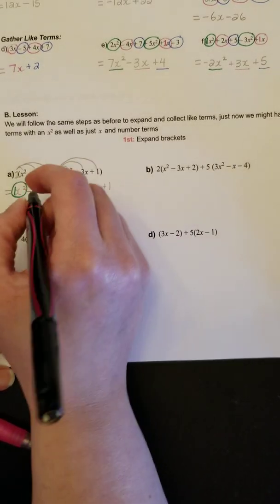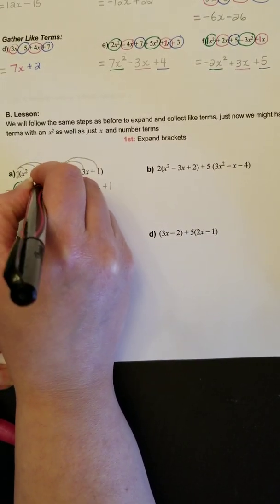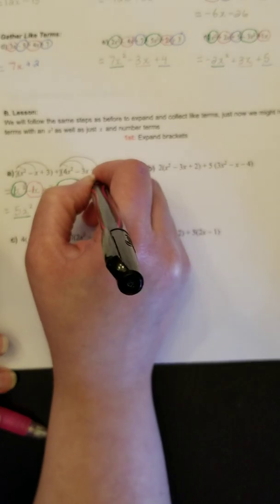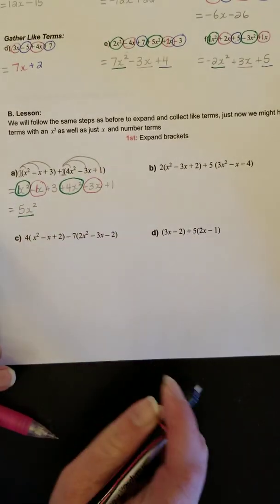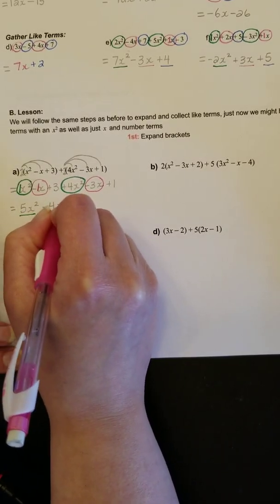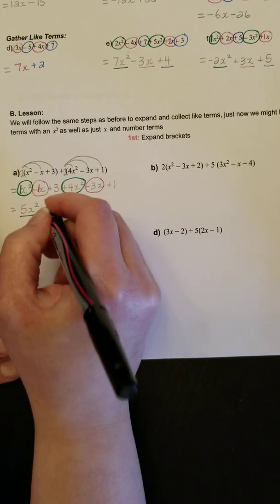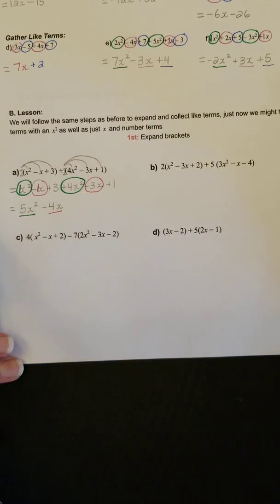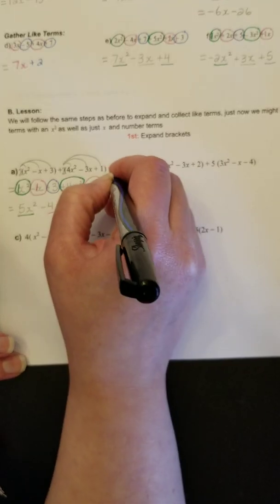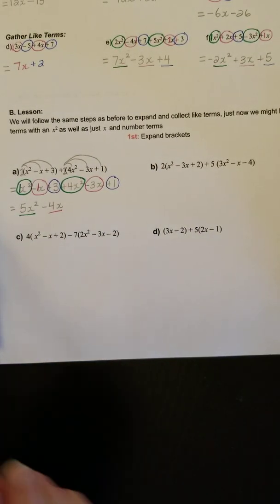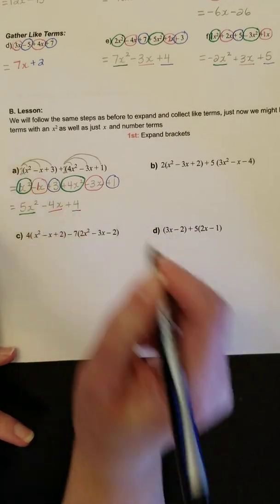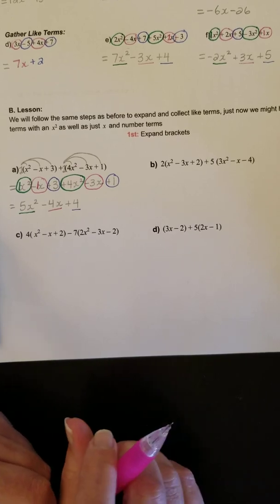My next like terms, I have x's. I see a minus x, and again, if there's no number, you put a 1, so it's negative 1x. And then negative 3x. Negative 1x minus 3x is negative 4x. So that came from the ones I'd circled in pink. And the last like terms are my plain numbers. I've got a plus 3 and a plus 1. So 3 and 1, both positive, give me plus 4. So my final answer here is 5x squared minus 4x plus 4.